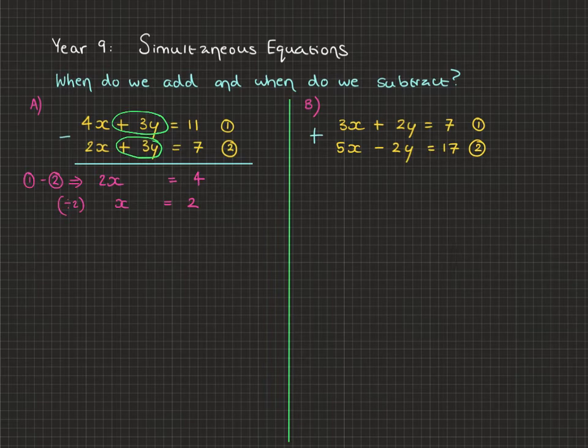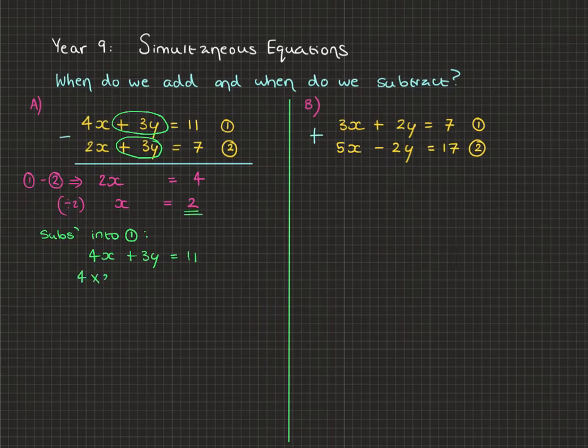Dividing by 2 gives us x equals 2, and of course we then have to find out what the value of y is, and we can do that by substituting into either equation 1 or equation 2. So I'm going to substitute into equation 1. It doesn't really matter. Equation 1 tells me I have 4x plus 3y equals 11. So I'm going to replace x with its value of 2.